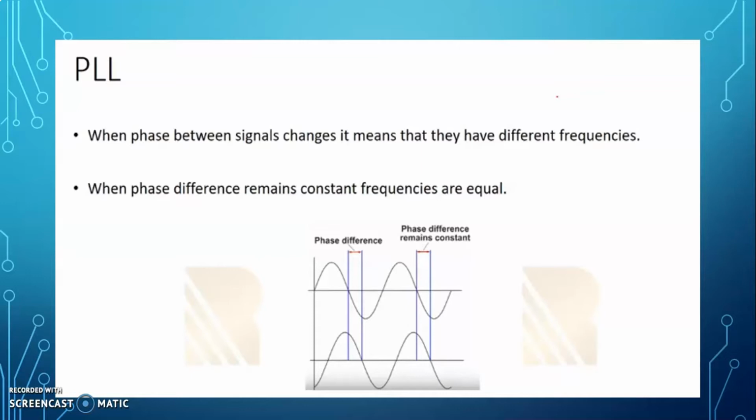Here, assume the first waveform is the phase lock loop input signal. Assume the second waveform, that is the lower waveform, is the output of the phase lock loop. The phase lock loop maintains the output and input signals at the same frequency and a constant phase angle difference.